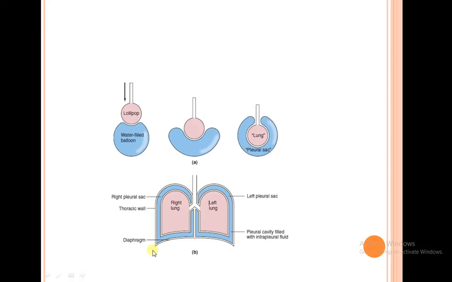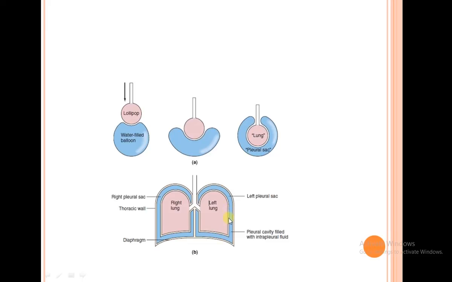Here you can see in this diagram how the lungs are invaginated by the pleura, how the double layers of pleura are formed. So if we consider that this lollipop is the lung, then this water filled balloon is the pleural membrane. So you can see how the lungs are invaginated by the pleural membrane, how the two layers of pleura are there, and in between the two layers of pleura there is a potential space which contains the pleural fluid.